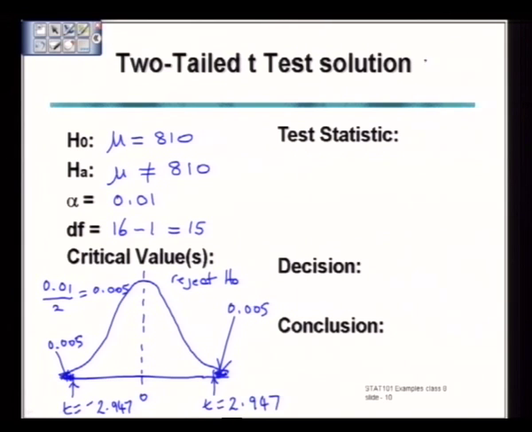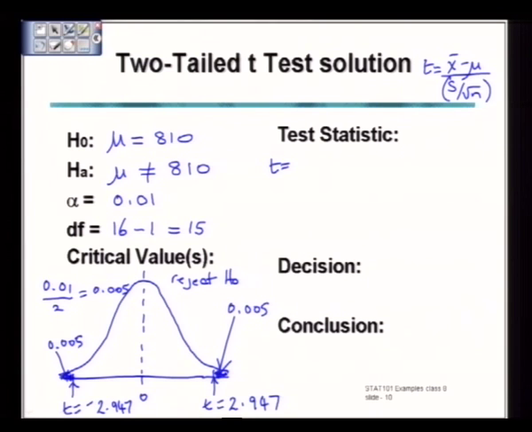Now recall this is a t-test, so we need to use the test statistic which we had in yesterday's lecture: x bar minus the mean, divided by the standard error, which is the sample standard deviation divided by the square root of n. Again, this formula is given in the formula sheet, so you don't need to remember it.